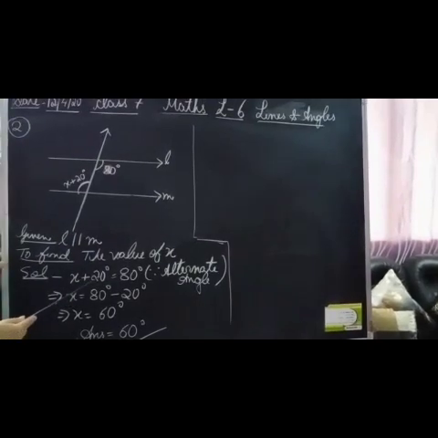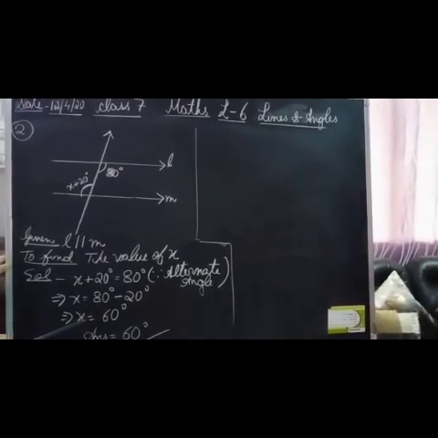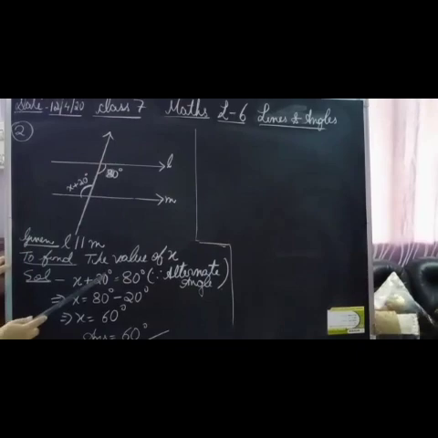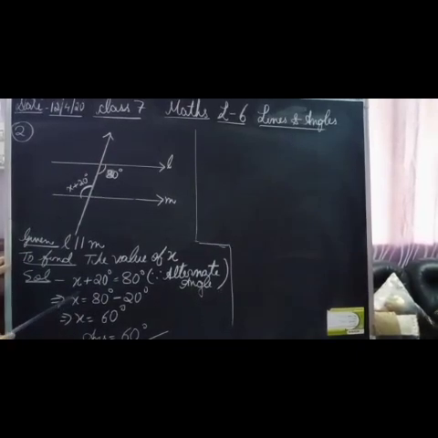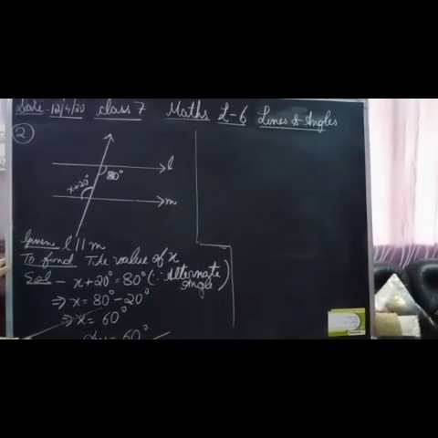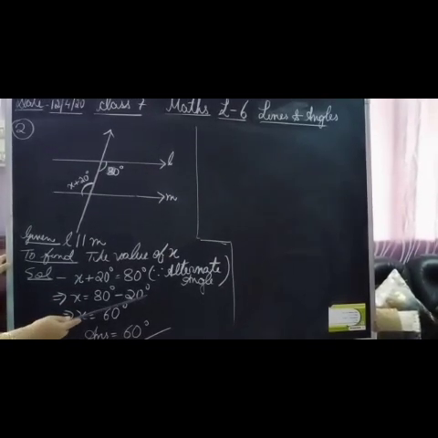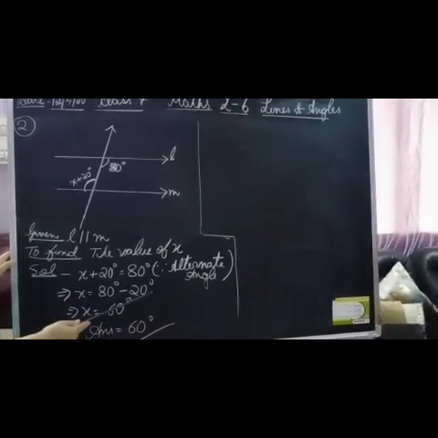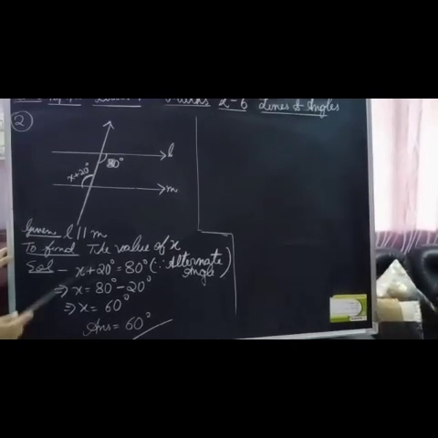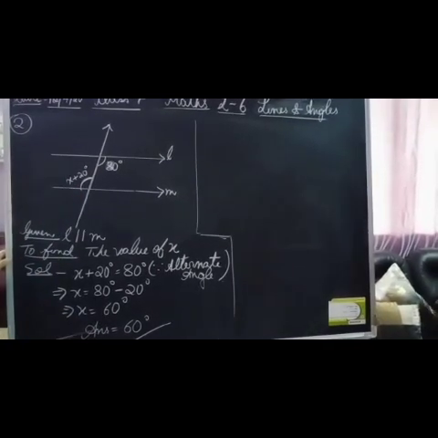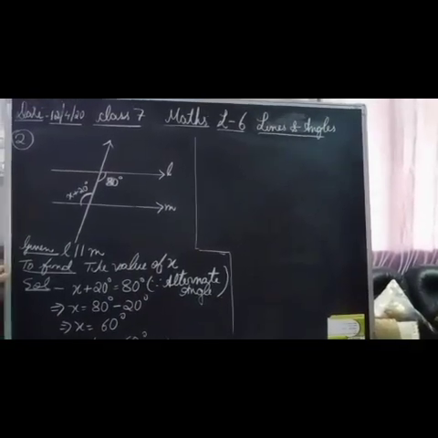So now if you have this value, we can find the value of X. So X plus 20 degrees is equal to 80 degrees. So we keep X on the left hand side: X is equal to 80 degrees, and this plus 20 will become minus 20. Now 80 minus 20 is equal to 60. So we have found the value of X. Now we will go to sum number 3.